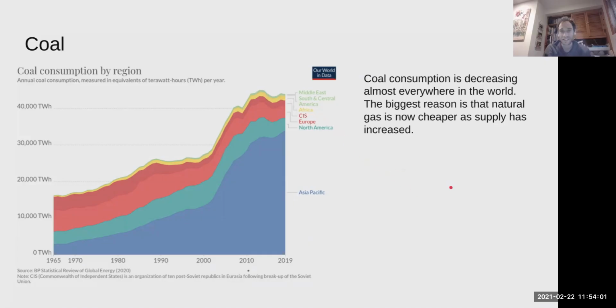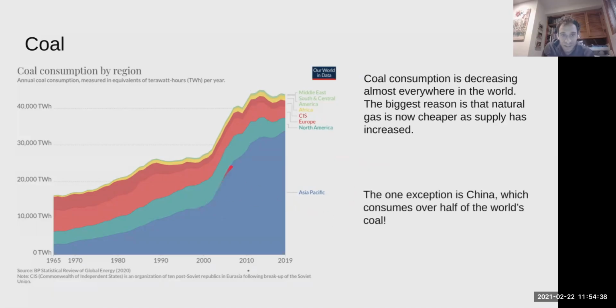The main reason that coal is decreasing, and if you look at North America, here's our blue band right here, our blue band is getting smaller. The US is using less coal than they used to. The main reason is it's getting priced out by natural gas. Natural gas is cheaper and it is better for the environment. And so a lot of coal-fired power plants have been changed to become natural gas plants. So our coal consumption is going down, as is it globally, except in one place.